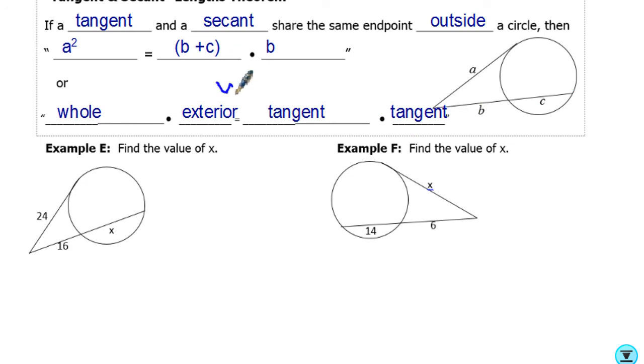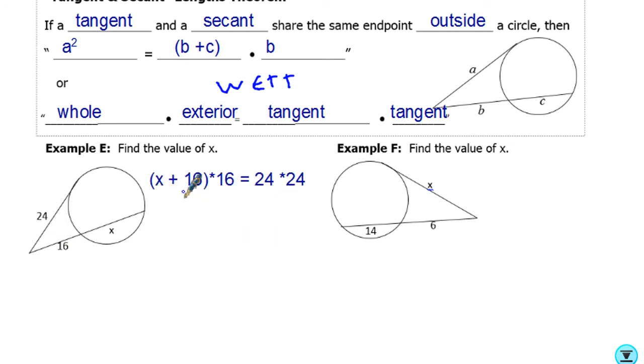Another way to think of it is whole times exterior equals tangent times tangent. So you can kind of think of that as wet. So we have PP, wee wee, wet. So whole times exterior equals tangent times tangent. So here, 24 is my tangent line, and then this is my secant. So we're going to do whole times exterior equals tangent times tangent. So this is what that setup looks like.